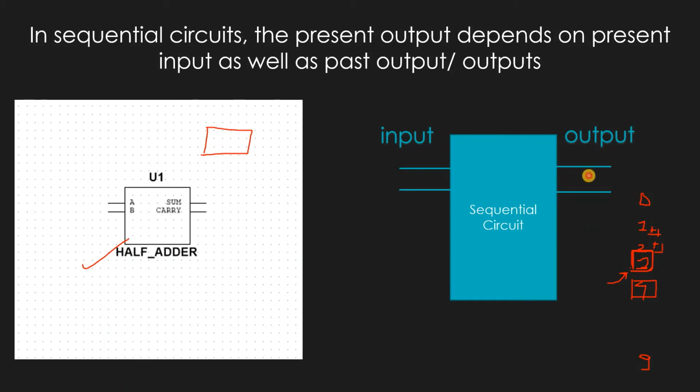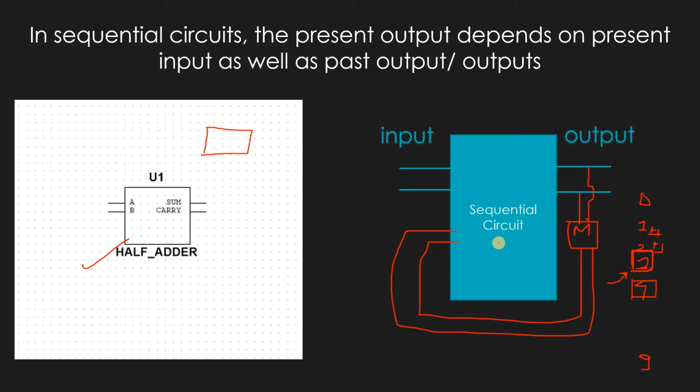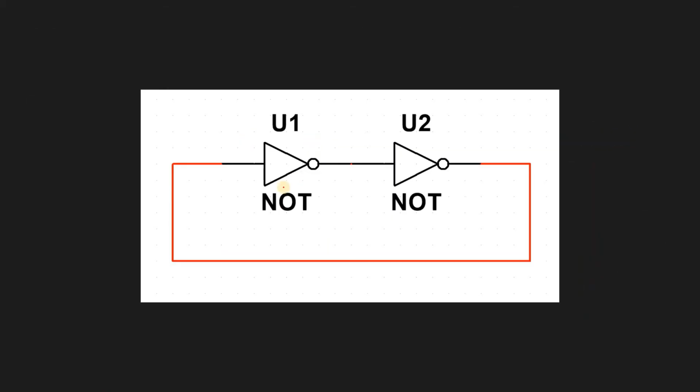So what we'll do is take the past output, these two values, and store it in some memory block, and then we'll give it back as input to the present input. So basically we're using the past output, storing it in this memory block, and using it inside of this sequential circuit again. So now this becomes a sequential circuit. Why? Because we are using the past output.